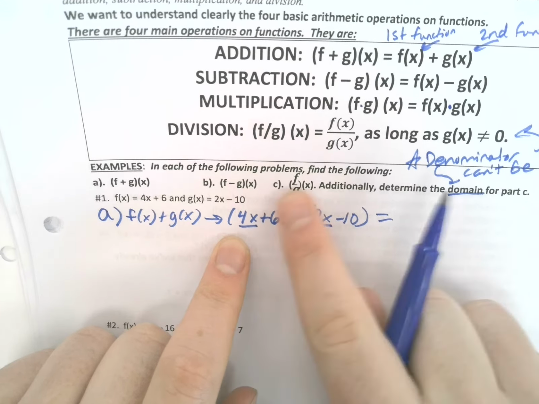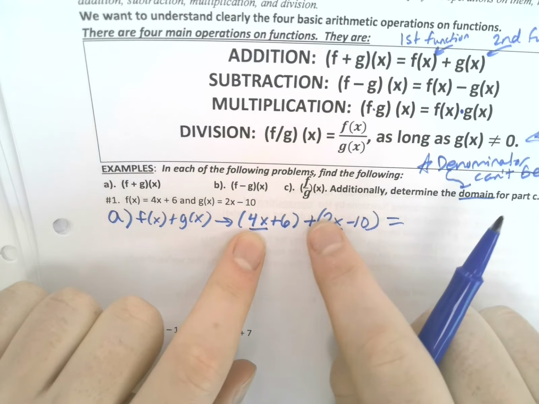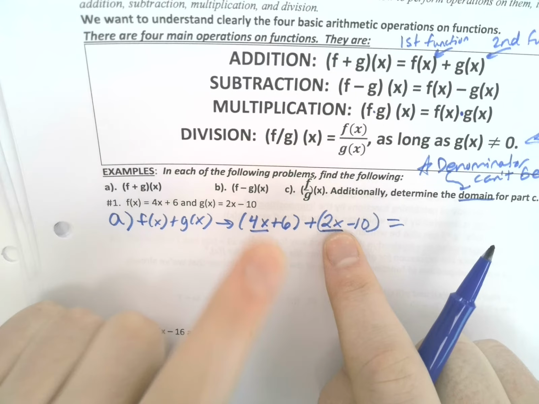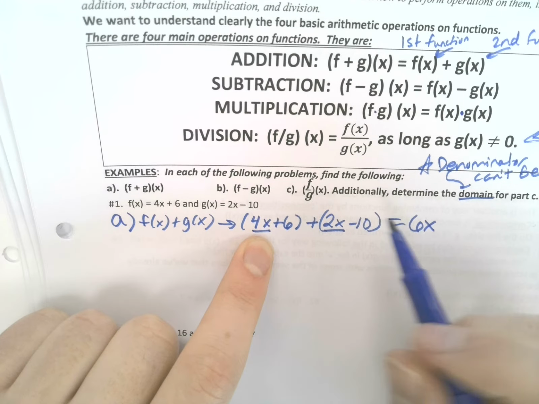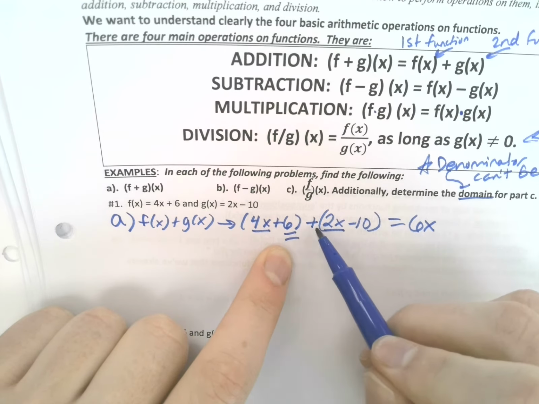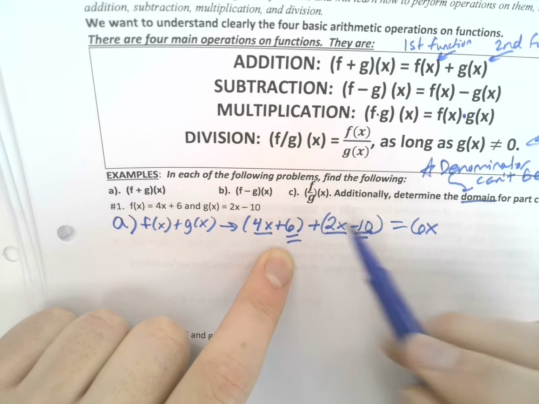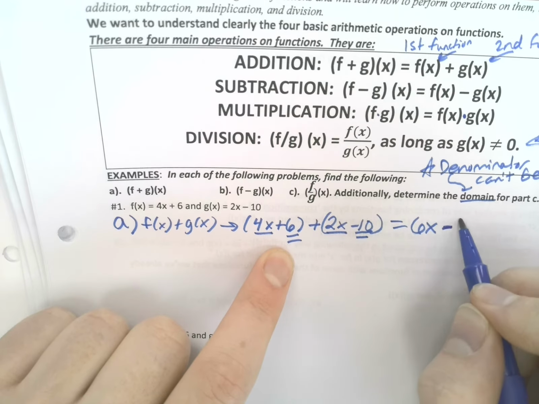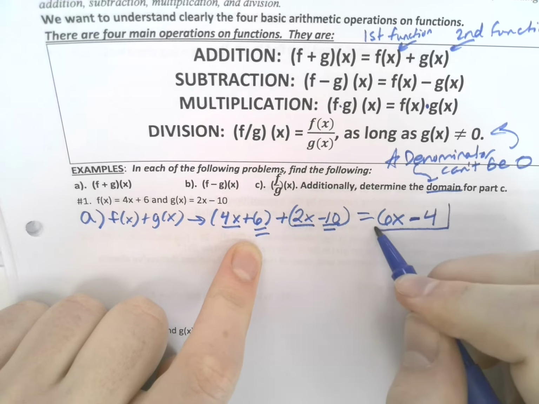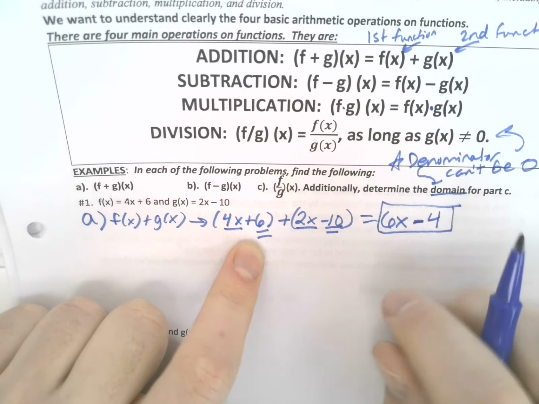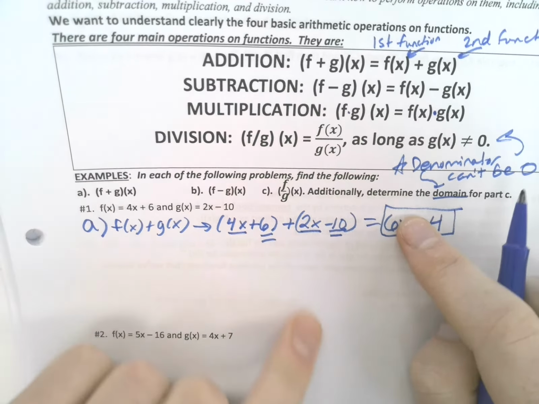Do you see how we don't have an equation? This is all on one side, so we can just smash those together. 4x plus 2x is going to be 6x, and then 6 plus negative 10. Well, that's like 6 minus 10. That'd be negative 4. And guys, that is our new function. That's the new creation we get when we add those two functions together.